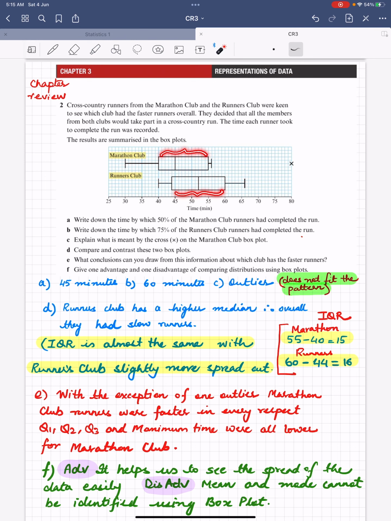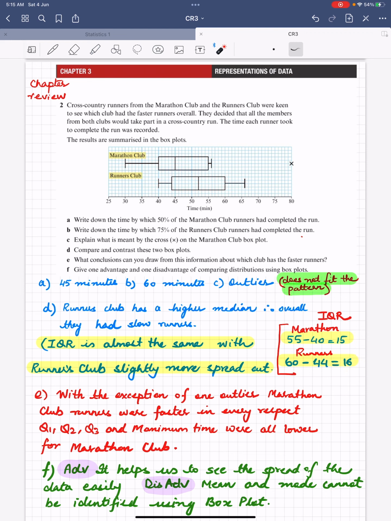And if we calculate the interquartile range, for Marathon it is upper quartile 55 minus lower quartile 40, which is 15. That is the interquartile range for Marathon. And for Runners Club, upper quartile 60 minus lower quartile 44, which is 16. So more or less, the spread of the interquartile range is the same.